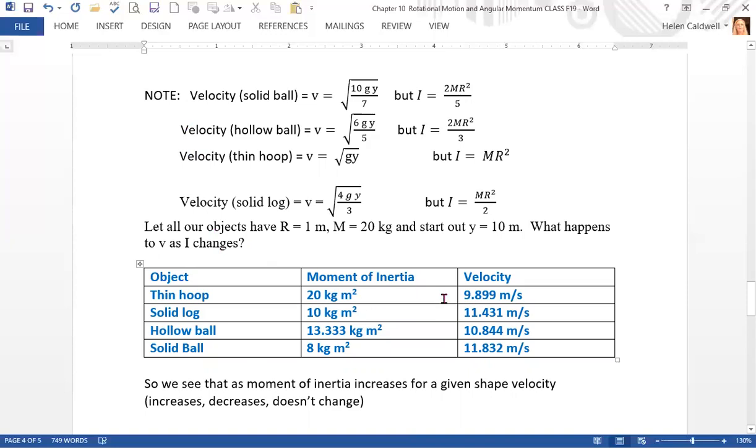But we'll see how our velocities go. So the one with the small moment of inertia had the bigger velocity. Just like down here, small moment of inertia had the bigger velocity. All right.